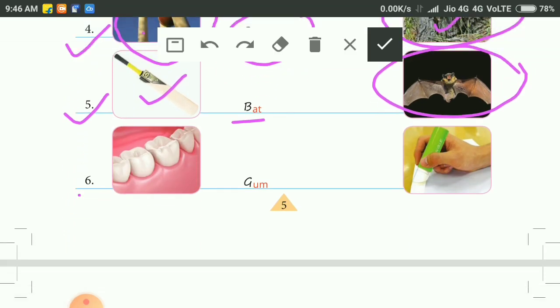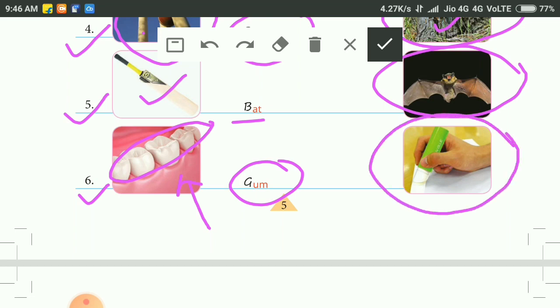You can see here, this is gum. The pink part of our mouth that holds teeth is known as gum. And for this picture you can also use gum because this is a substance. Gum is a substance that we use to stick things together, especially pieces of paper. So gum is used for both the pictures.